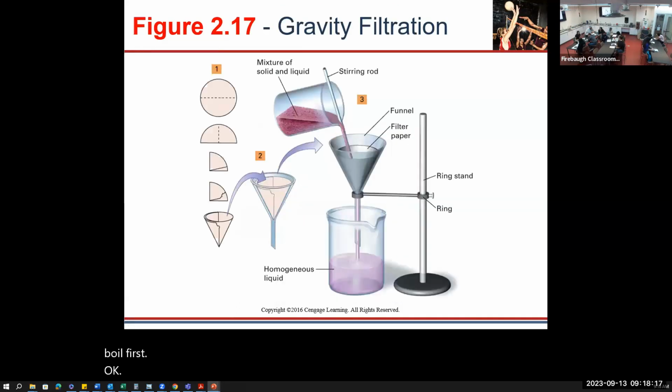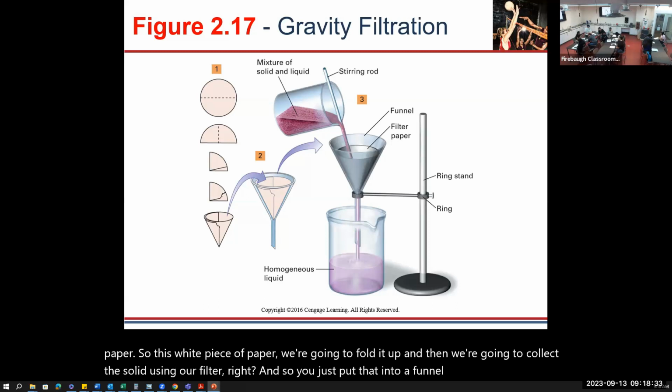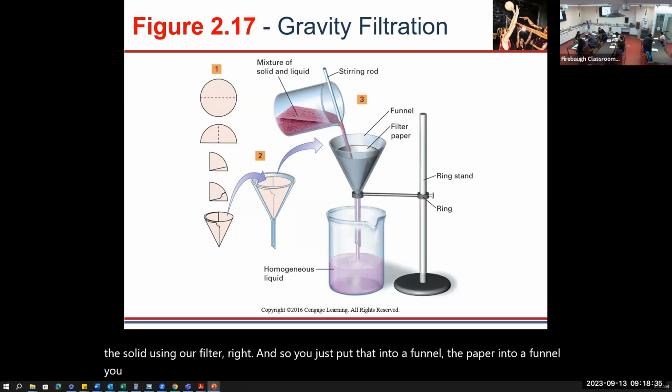This here is an example of gravitational or gravity filtration. In this case, we're using filter paper. This white piece of paper, we're going to fold it up, and then we're going to collect the solid using our filter. You put the paper into a funnel, you put your liquid in there, and then you're able to separate your solids from your liquids.